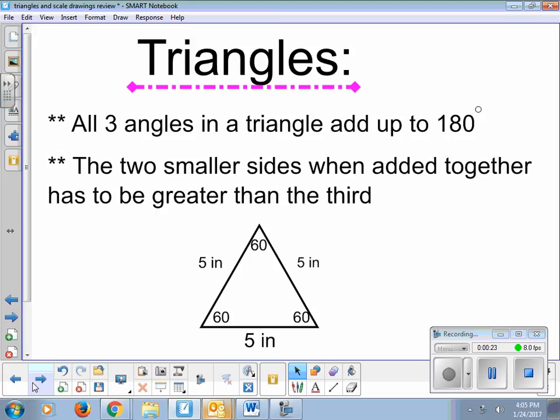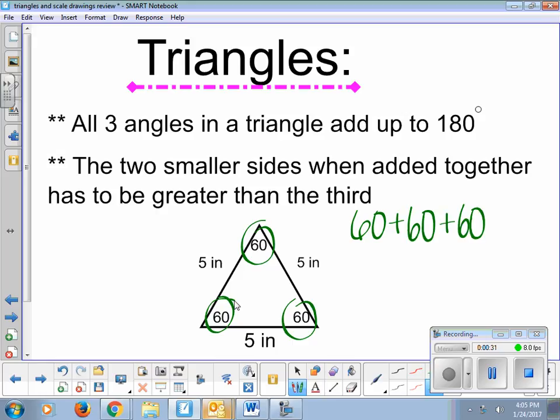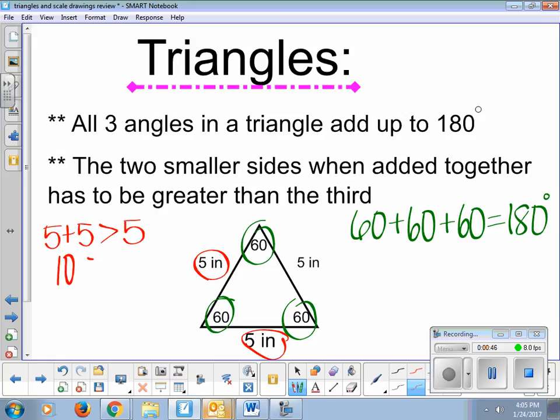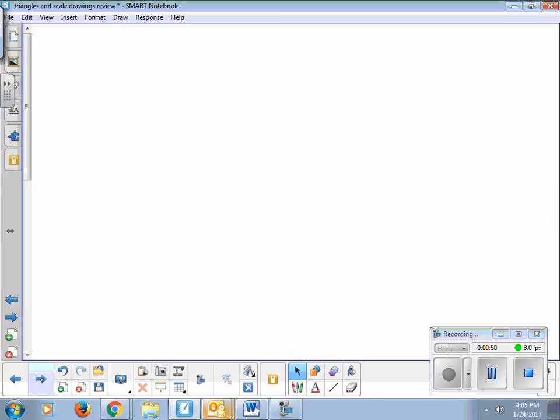If you look in this example, and you add your angles, 60 plus 60 plus 60 gives us 180. So we know that the degrees make up a triangle. And when you add your two smaller sides, all three of these side lengths are the same. So you can choose 5 plus 5, and that needs to be greater than 5. 5 plus 5 is 10. 10 is greater than 5. So we have a triangle.